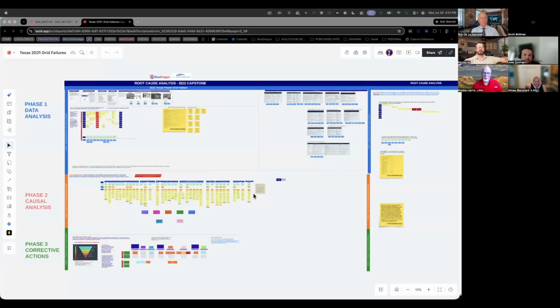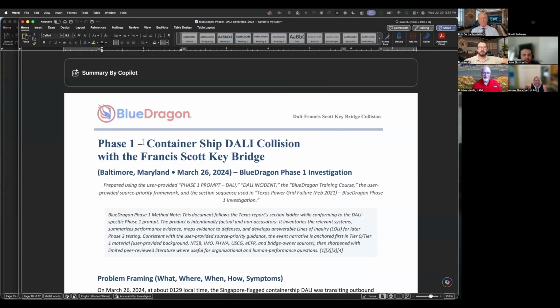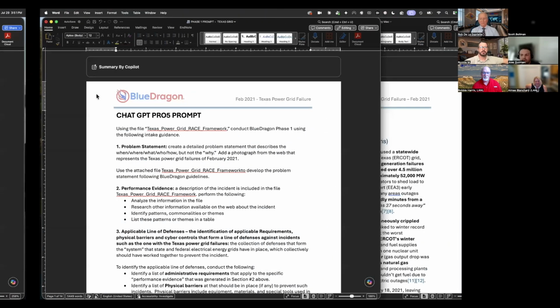I have another example for you: the Texas grid failure. Let me share my screen and we'll go through this one quickly as we're coming up on the hour. This one broke AI. Chad and I broke AI with this one. All right, so enough said.